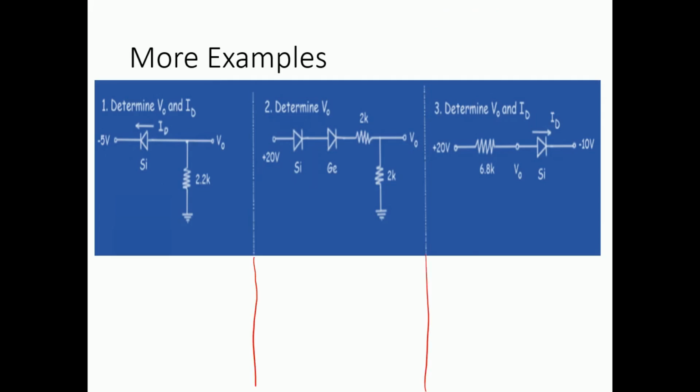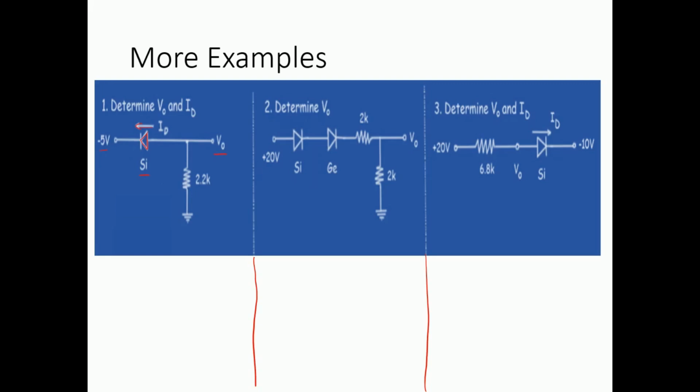In the first problem, again we need to find the output voltage V0 and the current flowing. What is the first step we do? We see whether the diode is in the on condition or the off condition. We can see that the direction of current and the arrowhead is in the same direction, so this is in the on condition. Secondly, is the voltage applied enough for the silicon diode to work? Yes, 5 volts is far greater than 0.7 volts, so the diode is going to work.